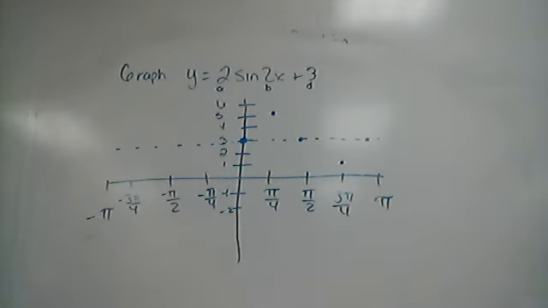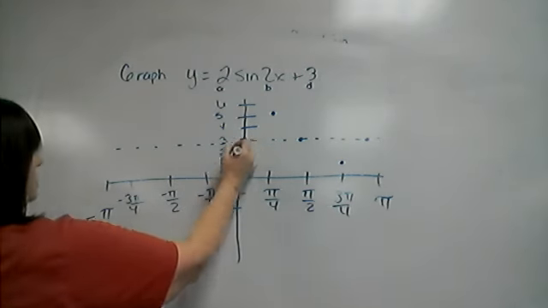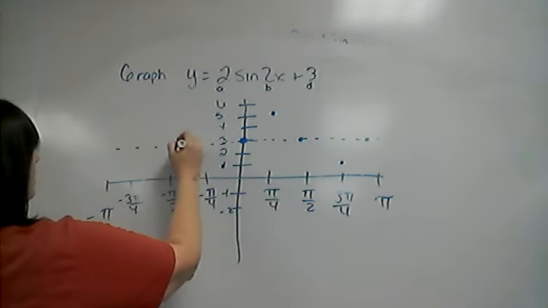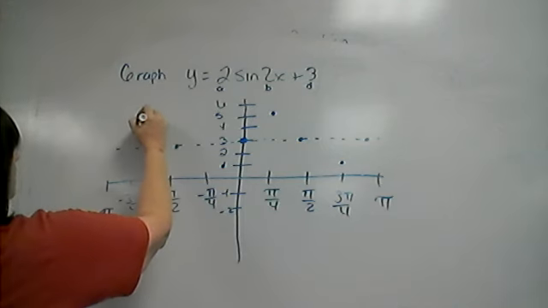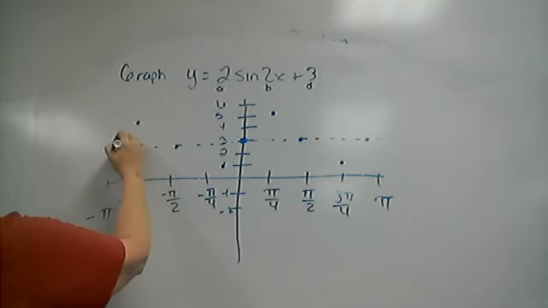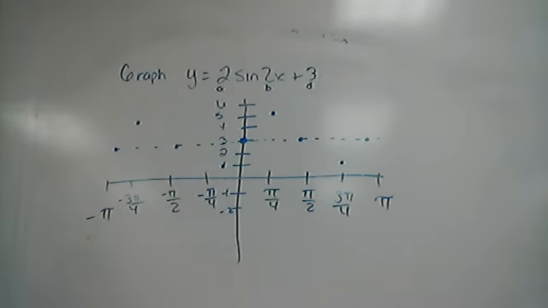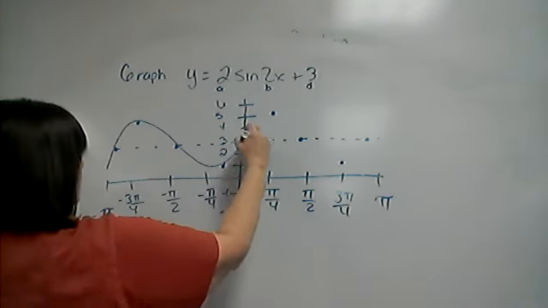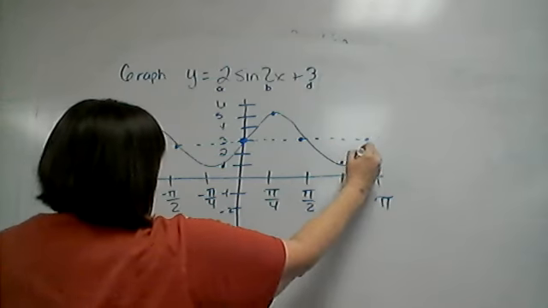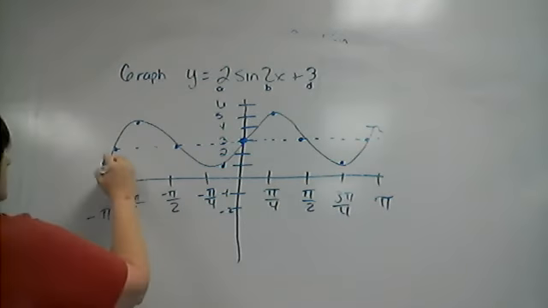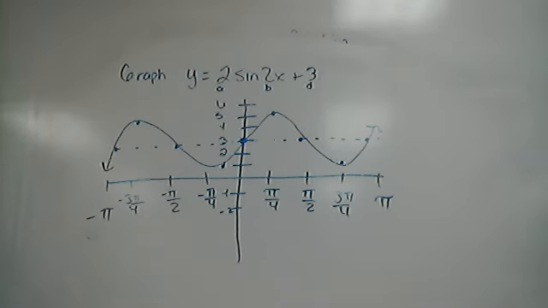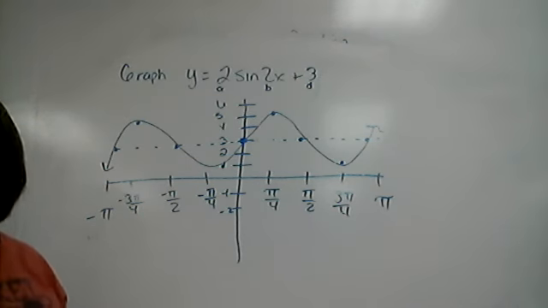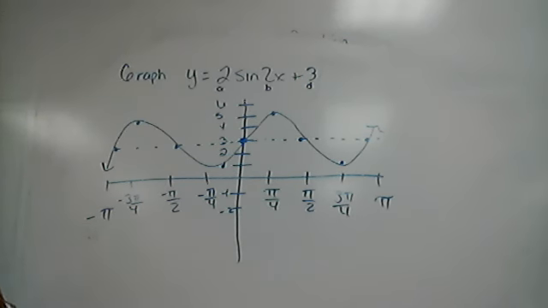And then I'm going to come over here and do the opposite. So I'm going to go down 2, back to my line of oscillation, up 2, back to my line of oscillation. And then I'm going to draw my sine curve. We're going to put arrows on the end because this is a continuous function. We're only graphing one positive and one negative period. So we're only looking at a small piece.